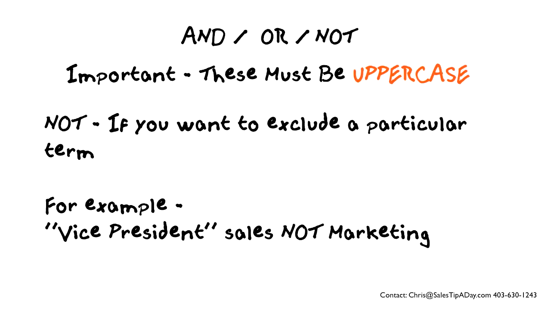Last of the modifiers that LinkedIn has is the term NOT. This is when you want to exclude a term. So for example, Vice President Sales NOT Marketing will bring back strictly results where someone is a Vice President of Sales. It's not going to bring back Vice President Sales and Marketing. It's not going to bring back Vice President Marketing. It's literally only going to hone in on people that are Vice Presidents of Sales.